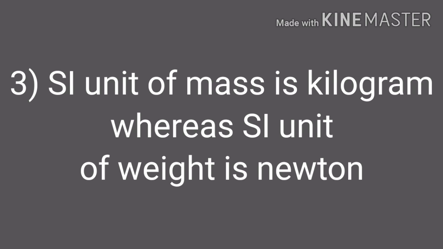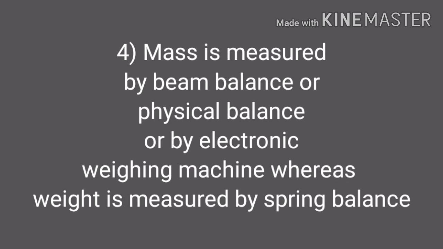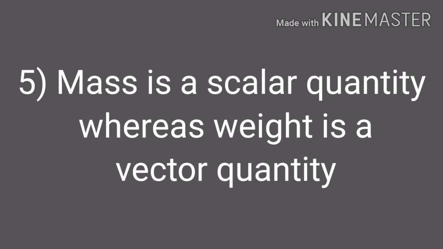The third difference is the SI unit of mass is kilogram whereas the SI unit of weight is Newton. Next, mass is measured by using a beam balance or physical balance or an electronic weighing machine, whereas weight is measured by using a spring balance. The next difference is mass is a scalar quantity whereas weight is a vector quantity. Mass is a scalar quantity because only magnitude is required, whereas in weight both magnitude and direction are required.